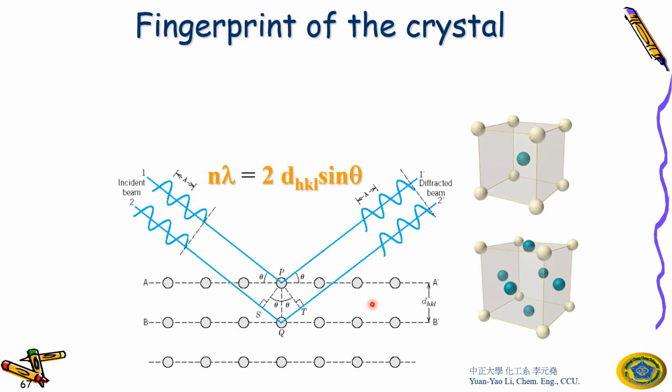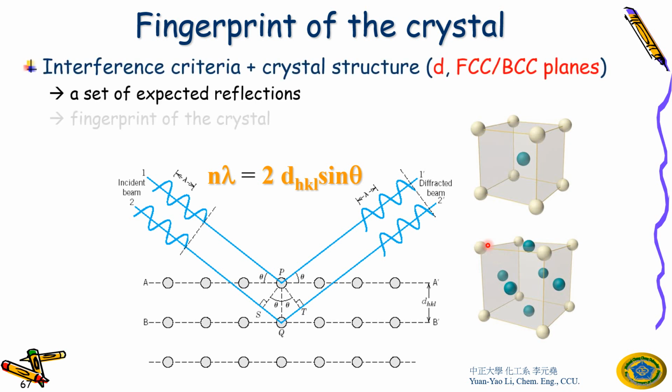Right. So again, this is also the fingerprint of the crystal, because all the different crystals have different d spacing, right? And you can have different shooting angles of the X-ray beam, right? Okay. So if you have X-ray for this crystal, X-ray for this crystal, of course the pattern you will get is different. So interference of the criteria plus the crystal structure, BCC, and plane, you get a set of the expected diffraction. Okay, and if you get a set of the expected diffraction, this is the fingerprint of the crystal.